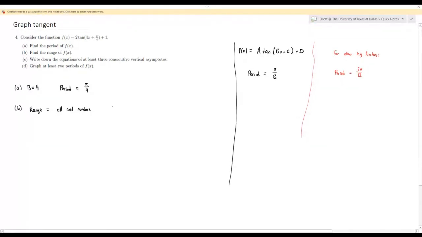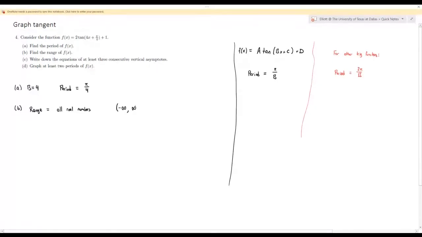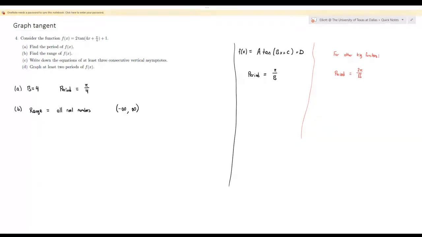Okay. So I guess in the interval notation, you'd probably write it as like minus infinity to infinity. Okay. Let's see what that was. Okay. That's a good question.